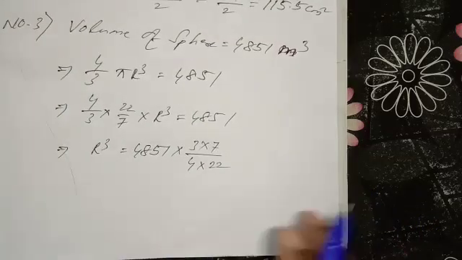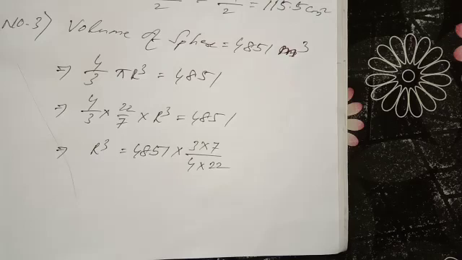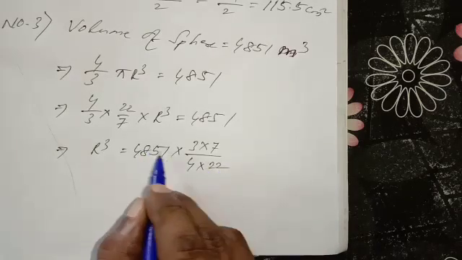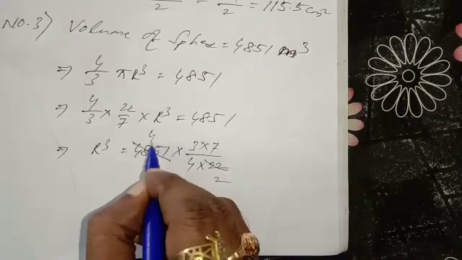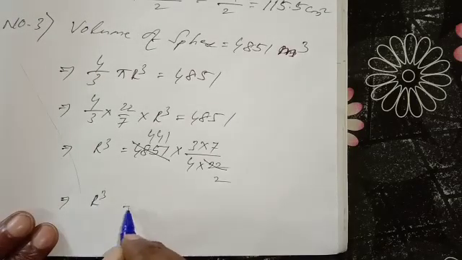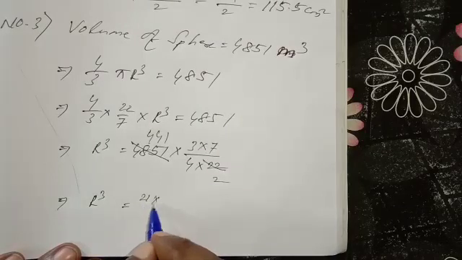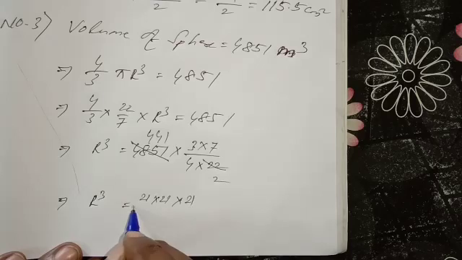Okay, you have to simplify very carefully. Just divide 4851 by 11 and check. If it divides by 11, here 11 means 441 is coming. Okay, that means here you have to apply the technique. 441 means 21 into 21, and here 3 into 7 means 21, and 2 fours are 8.